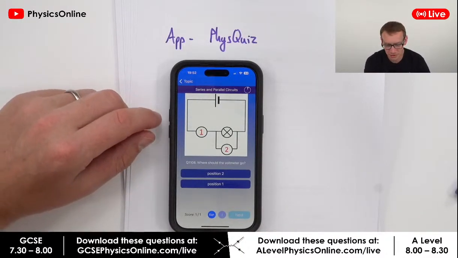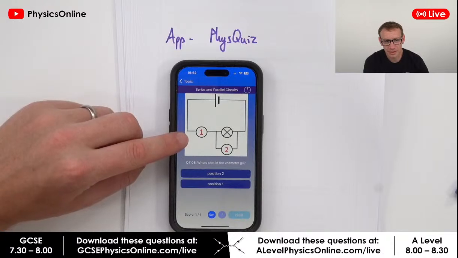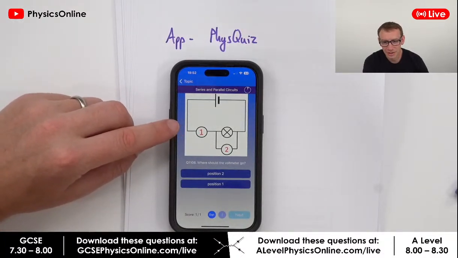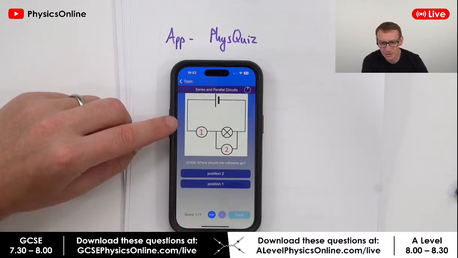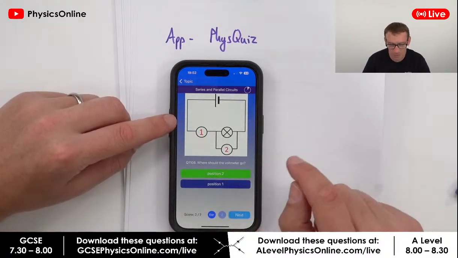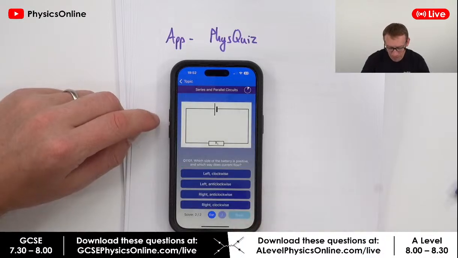Where should the voltmeter go in this circuit? Position 1 or position 2? A lot of people are saying 2, 2, 2, 2, 2. It should go in position 2 because the voltmeter always goes in parallel.